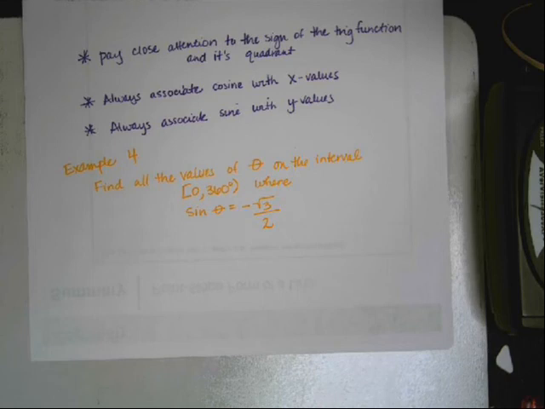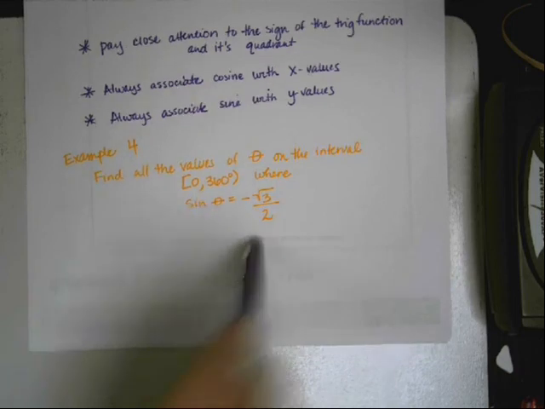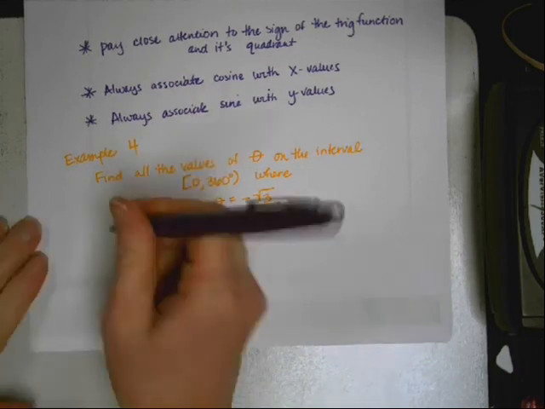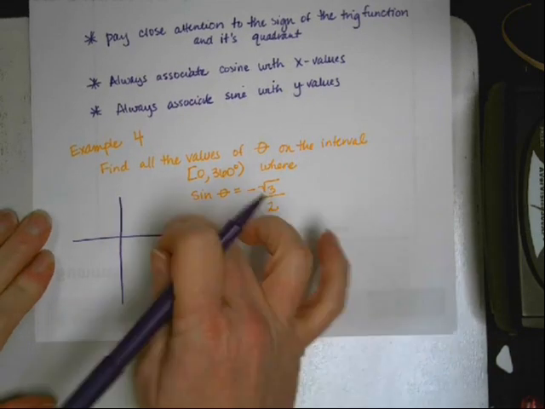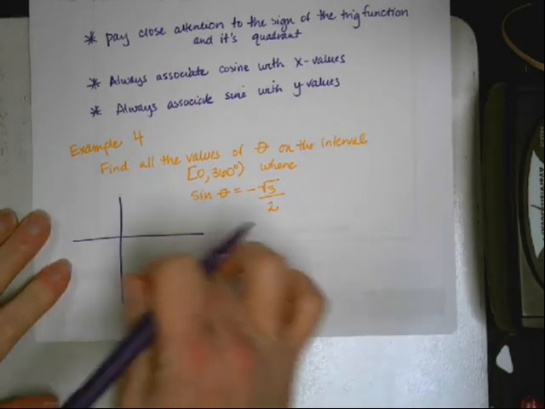So I'm going to check all the quadrants and see if there are places where sine is negative square root of 3 over 2. Well, I can eliminate two quadrants right off the bat, because sine is not negative in 1 or 2. So I just need to go to quadrant 3 and 4 and figure out where sine is going to be square root of 3 over 2. I don't have to mess with quadrant 1 and 2 at all.